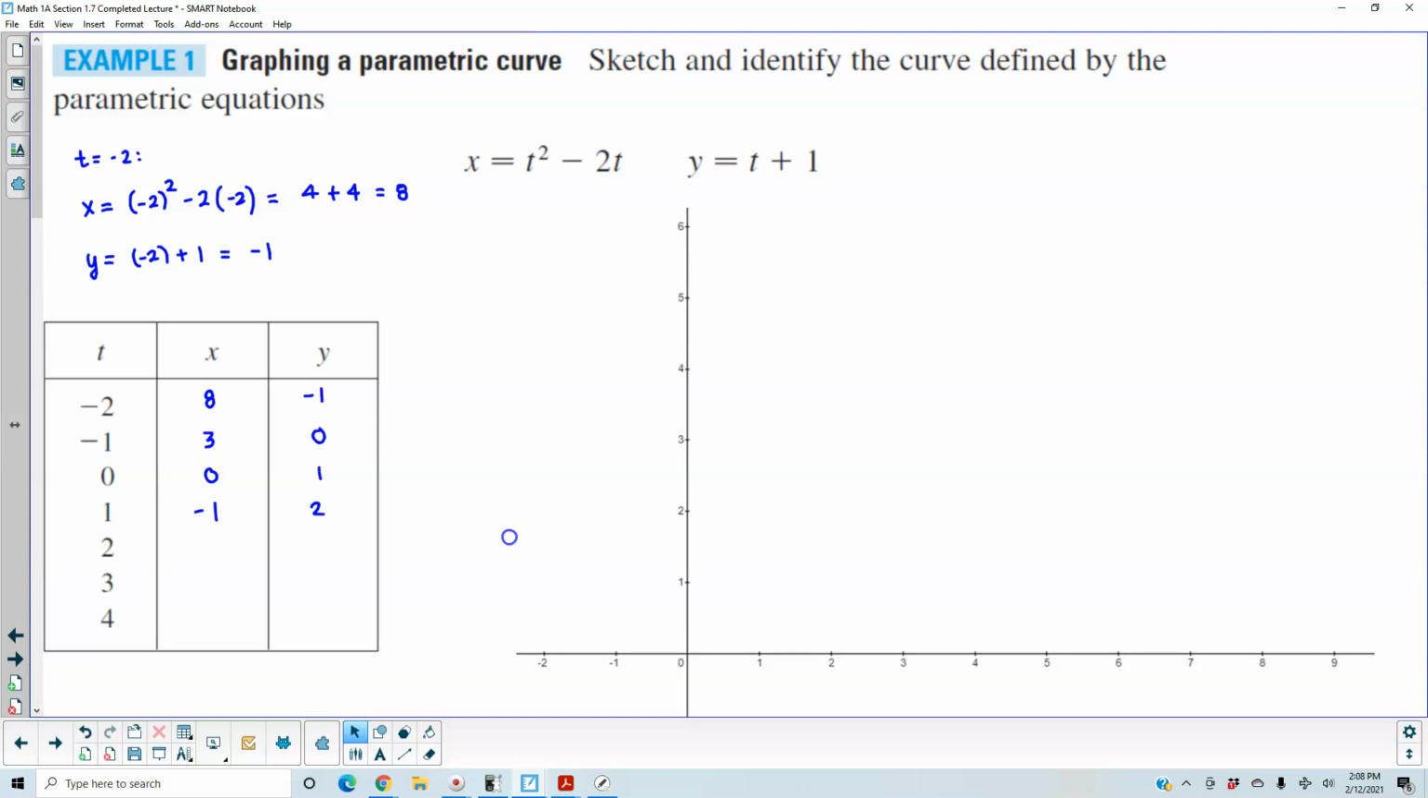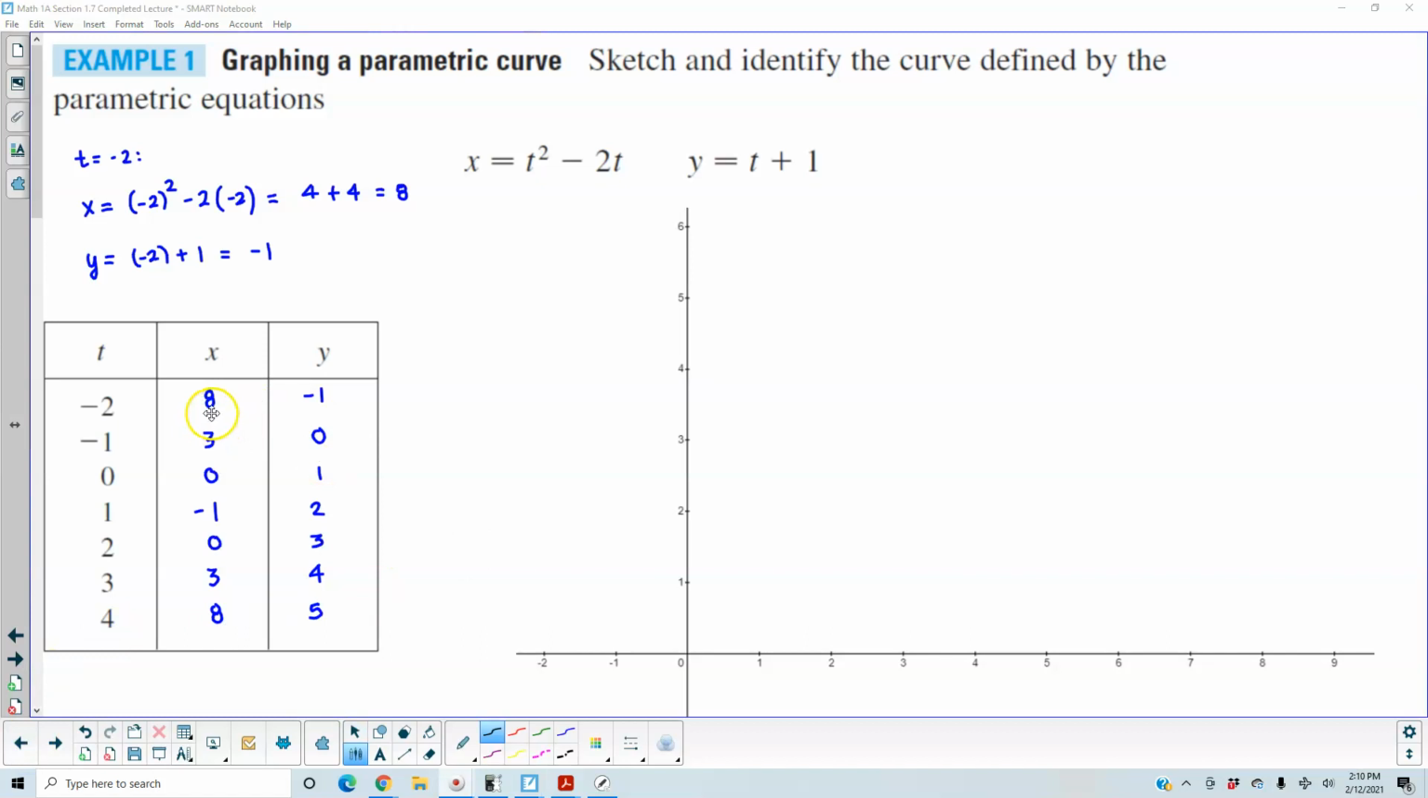And then if we plug in 2, we get 2 squared, which is 4, minus 2 times 2, which is 4, which gives us 0. And then plugging in for y, 2 plus 1 gives us 3. Then we plug in 3. 3 squared is 9, minus 2 times 3 is 6, which gives us 3. 3 plus 1 gives us 4. Plugging in 4, we get 4 squared, which is 16, minus 8, which gives us 8. And then 4 plus 1 gives us 5.